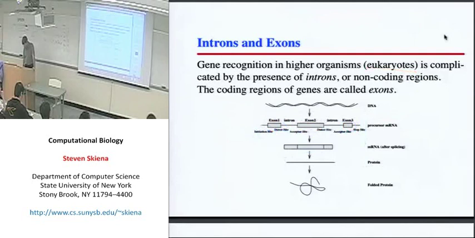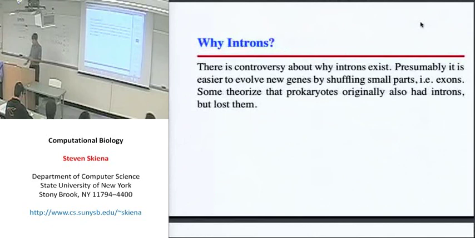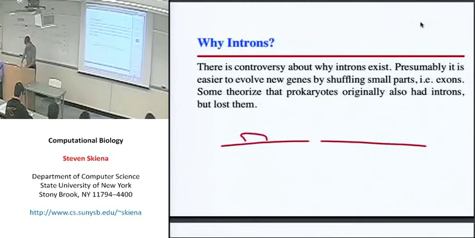So why is it that life works this way? Why is it that genes are not contiguous proteins in higher organisms? This is not completely known, but there are some ideas, reasons why there might be advantages.